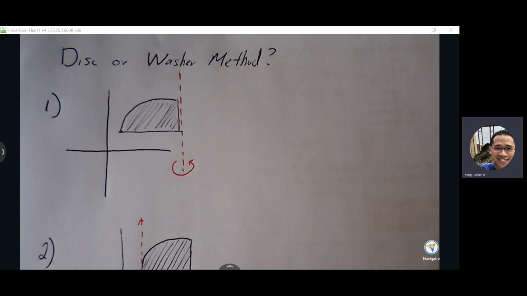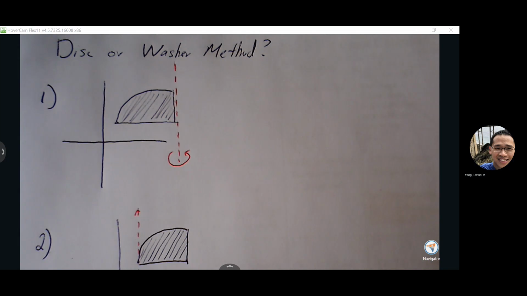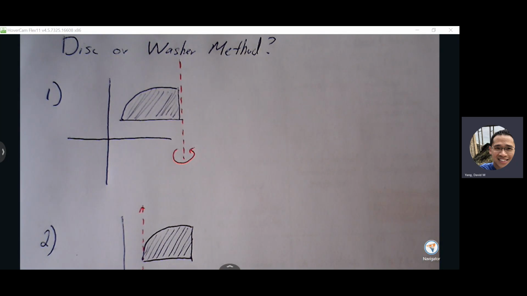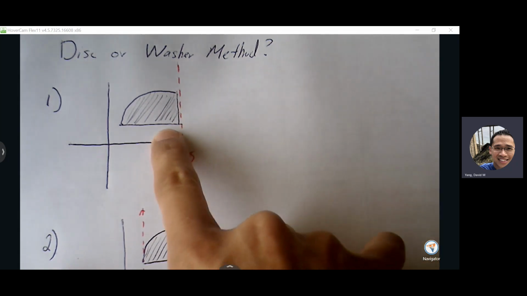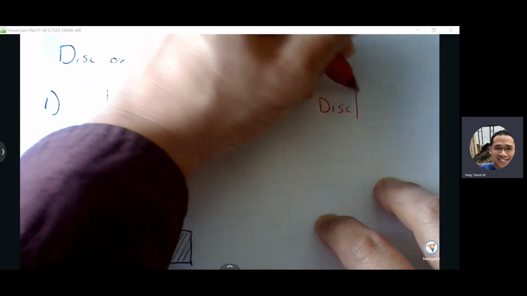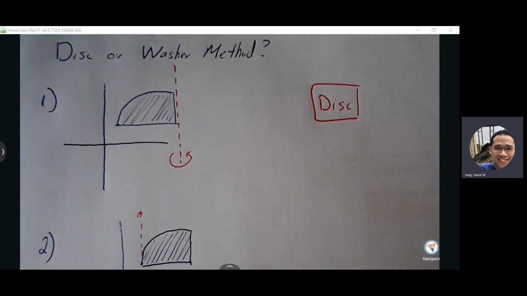I want us to do a quick look at these problems and categorize: is this disc method or washer method? Again, if your axis is up against a flat surface of the shaded region, it's going to be the disc method. Anything else, it's going to be washer method. Even if it's touching, but there's a curved region, that's going to be washer method. Okay, so number one, disc or washer? Disc, right? You see there's no gap between the axis and the shaded region, which is up against a flat surface, meaning we only need one radius.